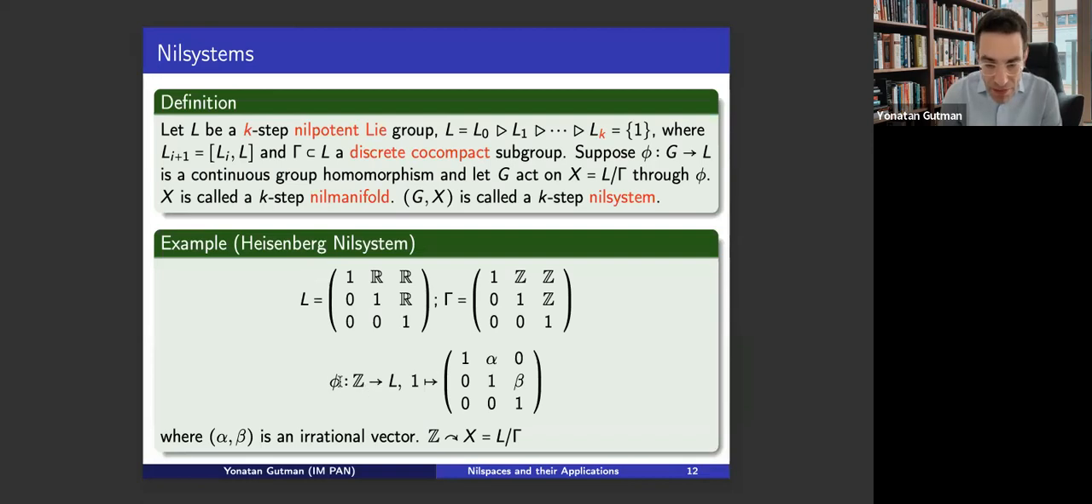And you can, for example, define the dynamics by one generator. You just choose an element in L. So usually we choose the matrix with 1 on the diagonal and alpha and beta, such that alpha and beta are incommensurable. And then we can act with this element from the left on the cosets. And we get the Heisenberg nilsystem, and it's minimal, it's uniquely ergodic, and so on.